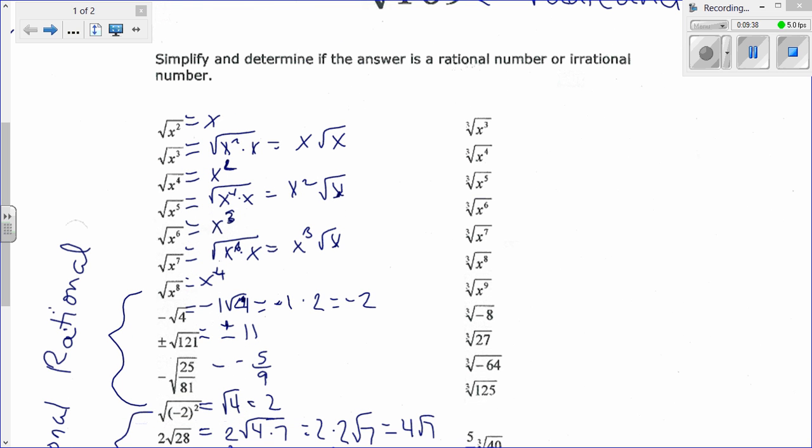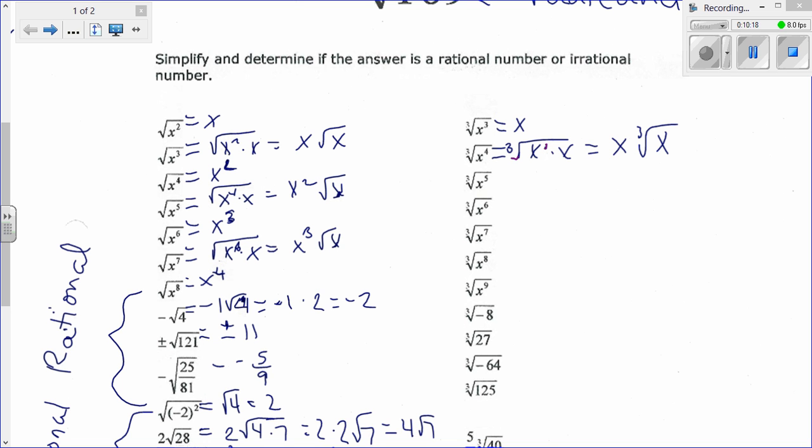And let's try here. So if I have the cube root of x cubed, it's like saying the square root of x squared. So they just simply cancel each other out, and I'm left with x. The cube root of x to the 4th, I need to break down to a perfect cube, so it'd be the cube root of x cubed times x, and that would be equal to x cube root x.